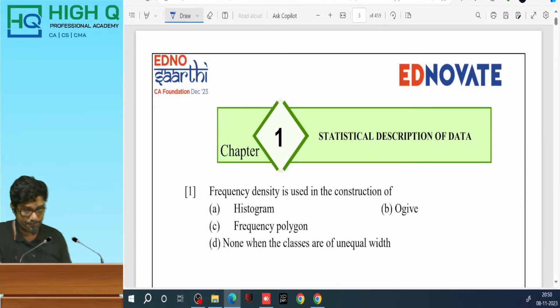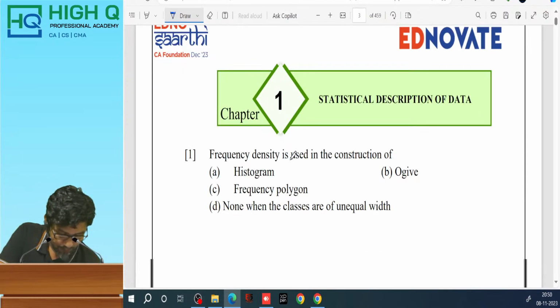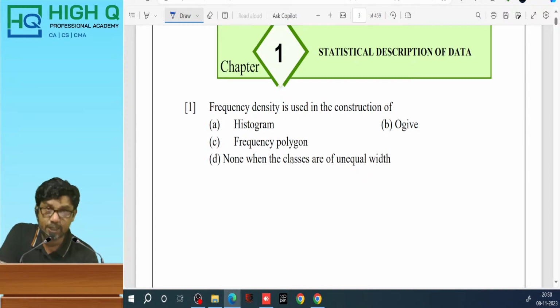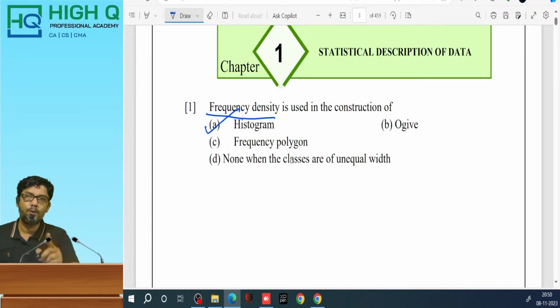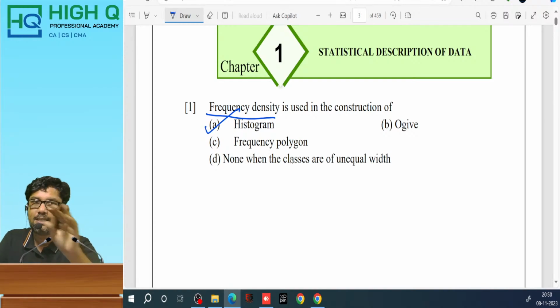Yes, let us start. Now, frequency. There are new concepts I said now. Frequency density is used for construction of a histogram. Remember this. Frequency density will help us to construct the histogram.